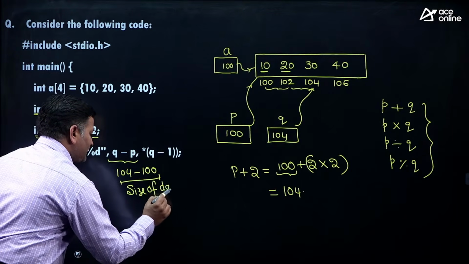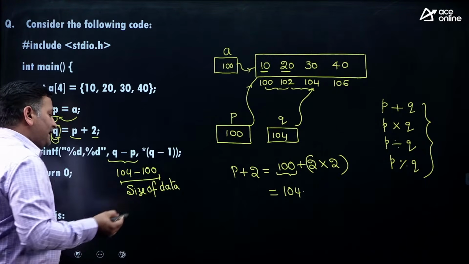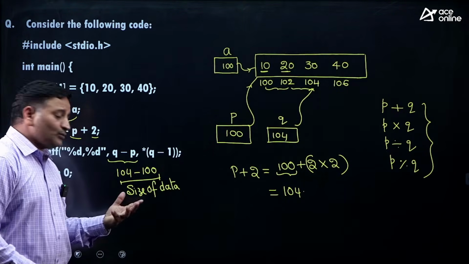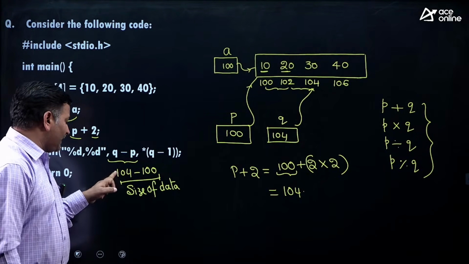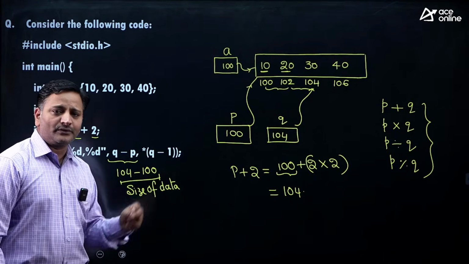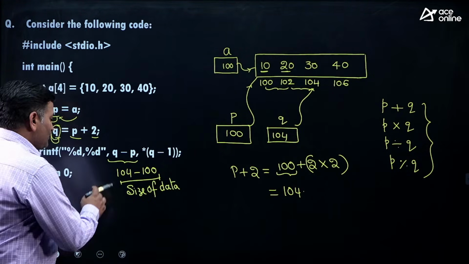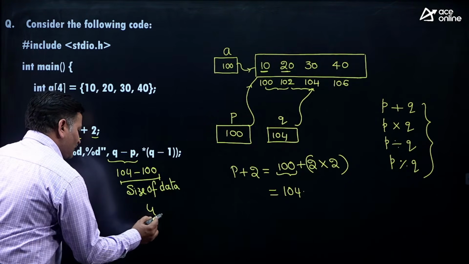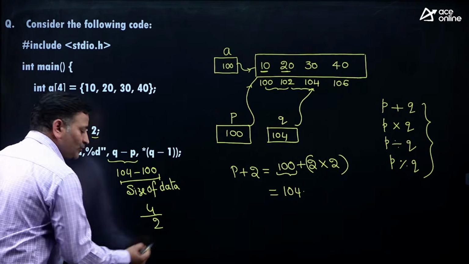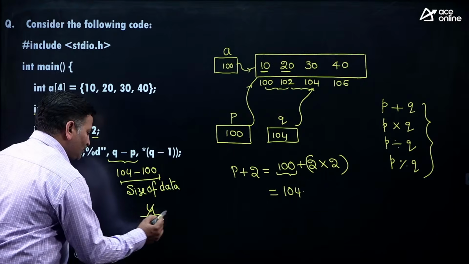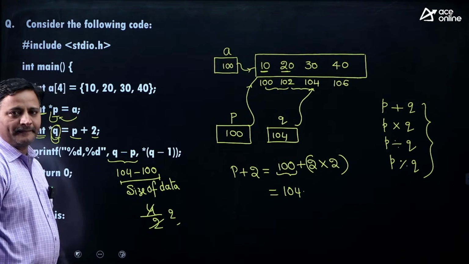The reason why I am taking this type of question is that in the exam, students are very hurried to solve the problem. Generally they take 104 minus 100, that equals 4. No, it is not the correct answer. The difference between these two is equal to 4 and the size of data, integer, is 2 bytes, right? By dividing these two, we get the result equal to 2, right friends?